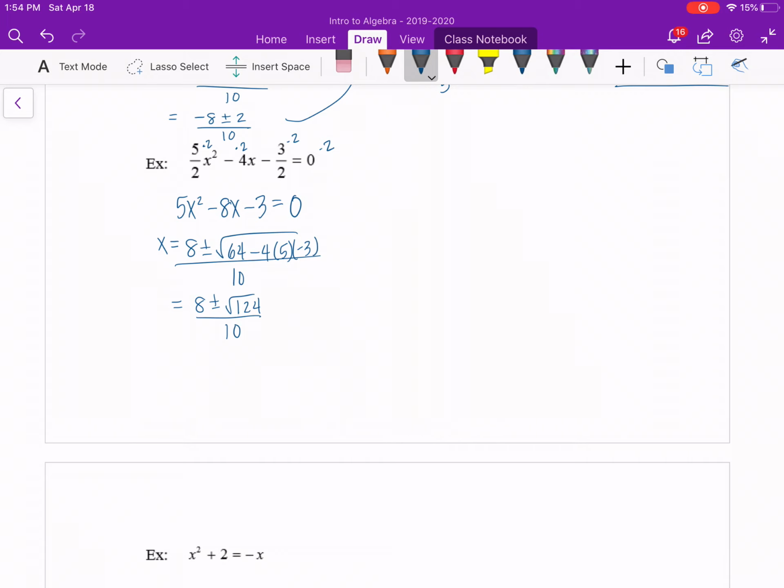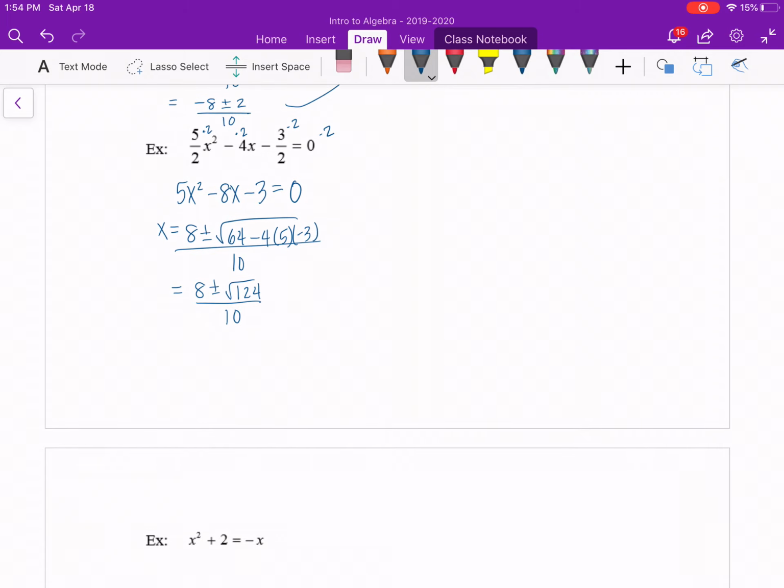All right, so I expect you got this far for sure. 8 plus or minus the square root of 124 over 10. So I said earlier, sometimes we're going to end up with radicals that can be simplified. The square root of 124 is one of those. Let's see, I recognize a 4 goes into it. That's great. So that's going to give us 2 times the square root of 31.